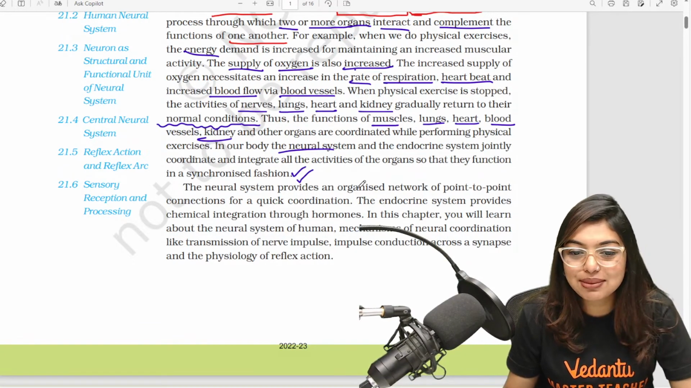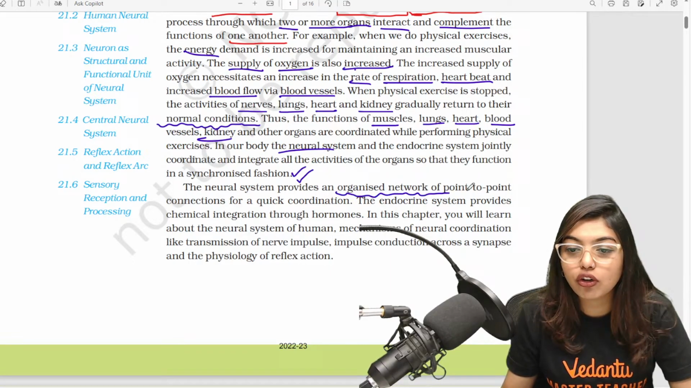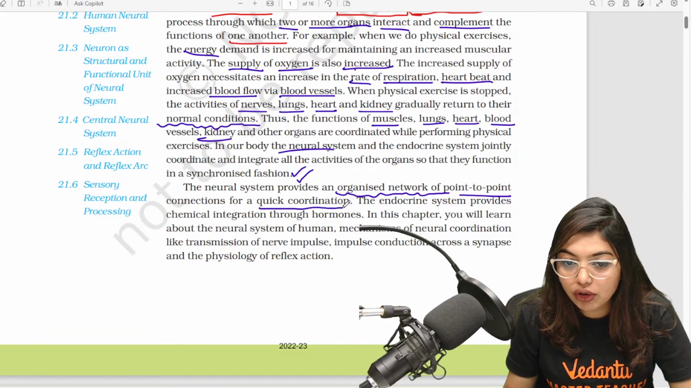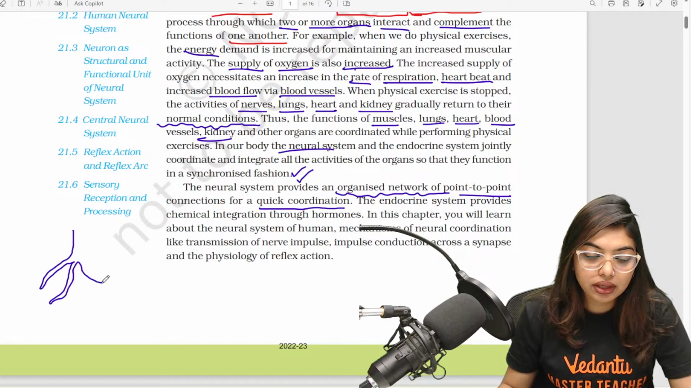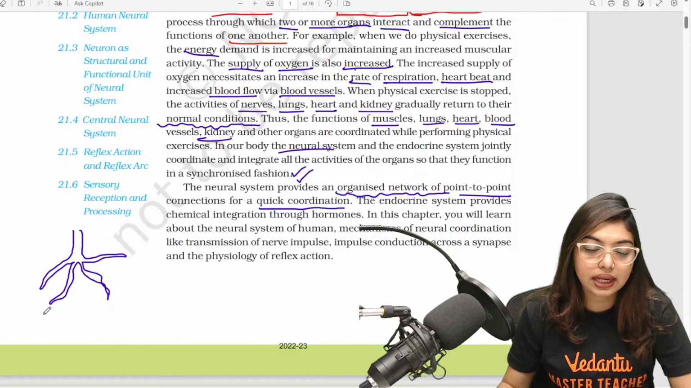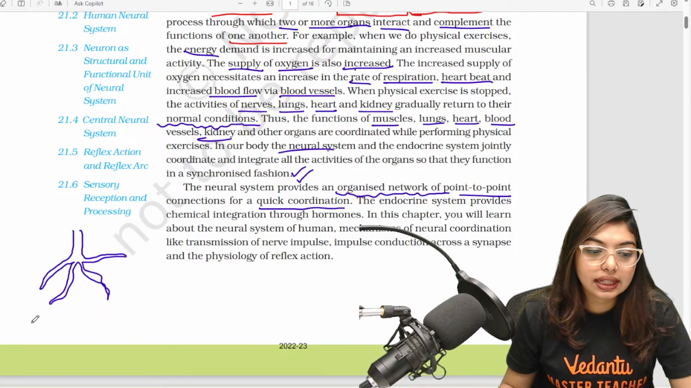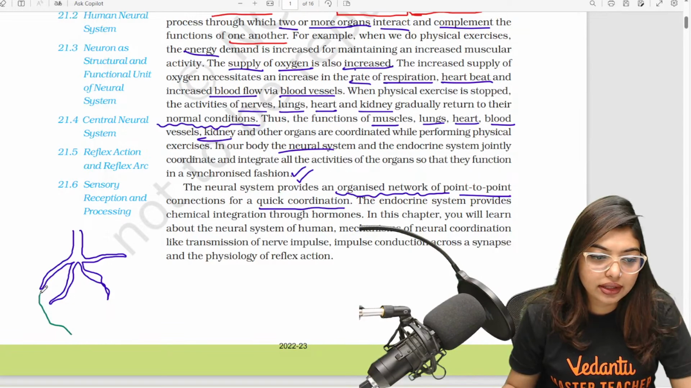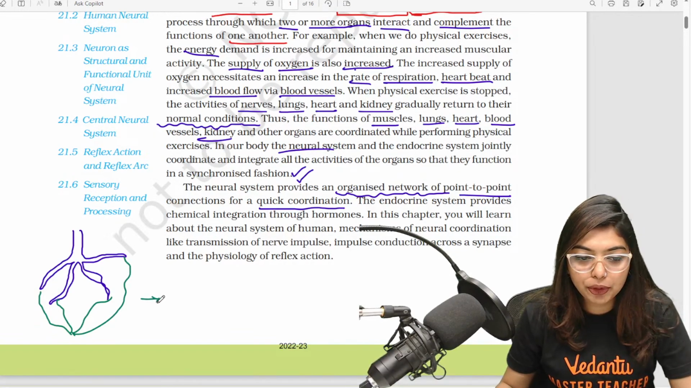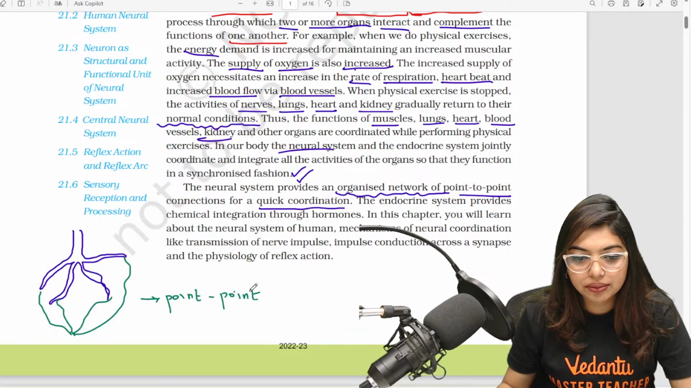Okay, so the neural system provides an organized network of point to point connection for quick coordination. Now students, all of you know, if a neural system is there, let's say this is the axon, this is the terminal ending. It might look like a root, but understand that I'm using the pen, I cannot draw that well. So this is the axon ending, and then there will be a connection. So let's say here there is a neuron and there is a dendrite connection. This is a dendrite, so it's always a head to tail connection. So you can imagine that this is a point to point connection, right? Clear or not?